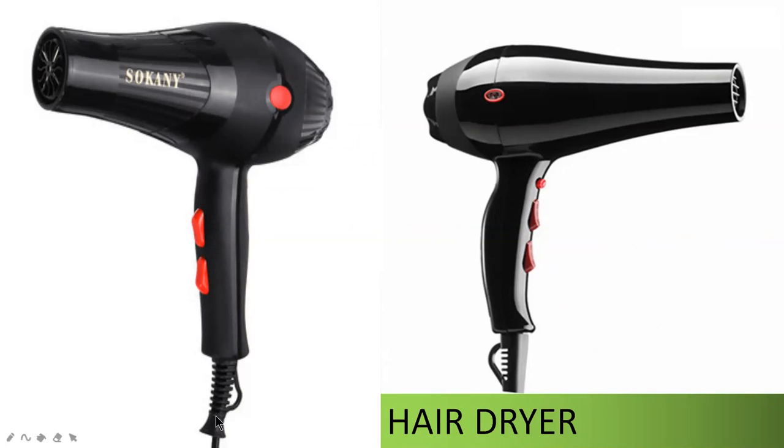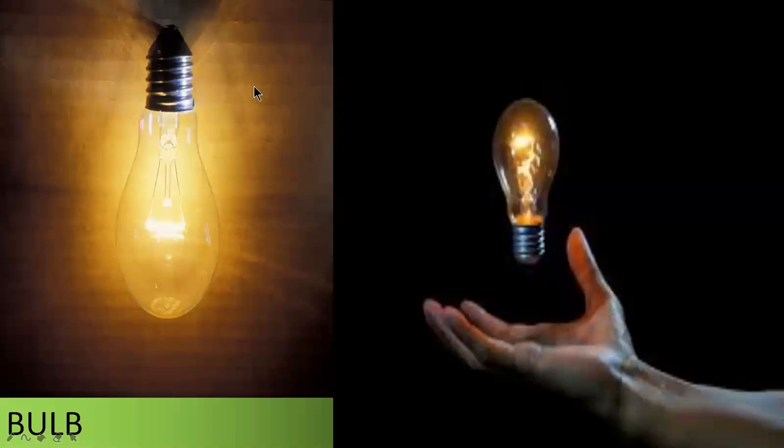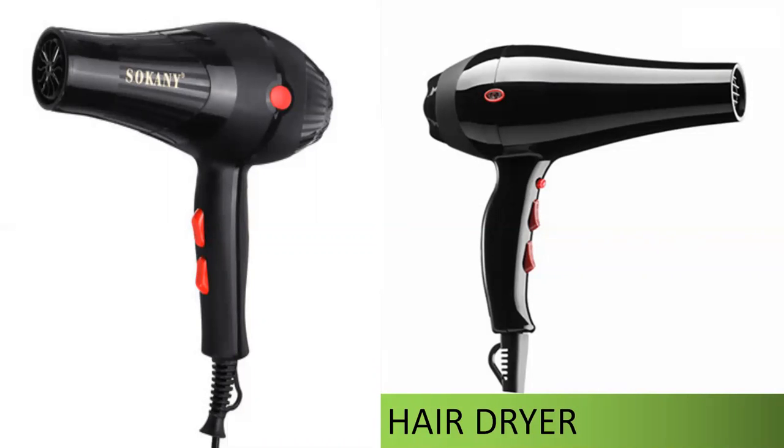When we connect it with a wire, there is a knob for the speed. There is the area where the motor is present, and in this area wires are present. When the current is passed through these wires, they become hot. And when they become hot, the hot air comes out and we can use it.